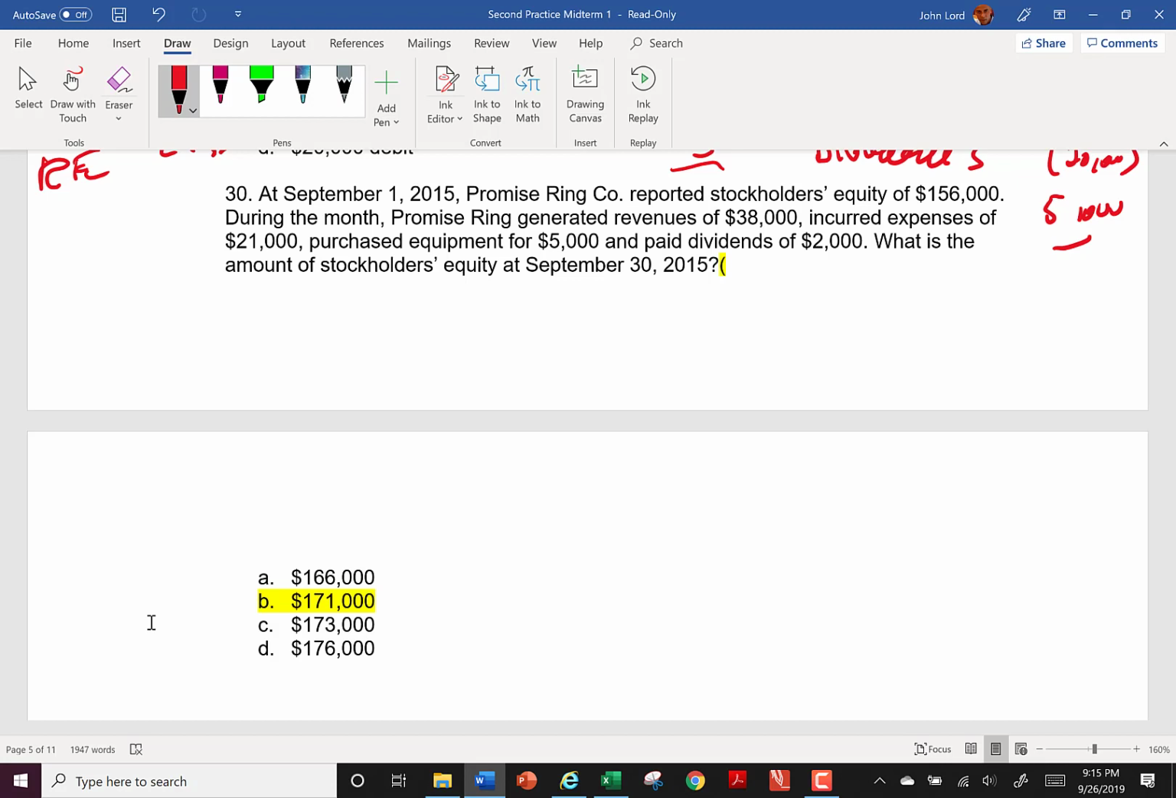Okay, what is the two accounts that constitute stockholders' equity? Good. Common stock and retained earnings are the two accounts that constitute stockholders' equity. Right?